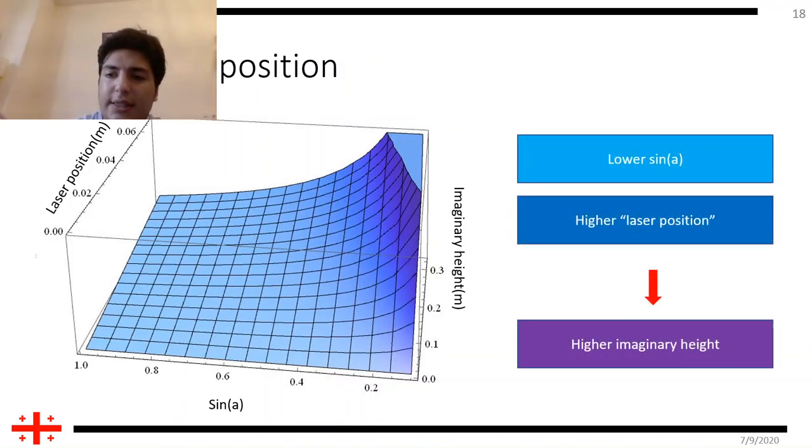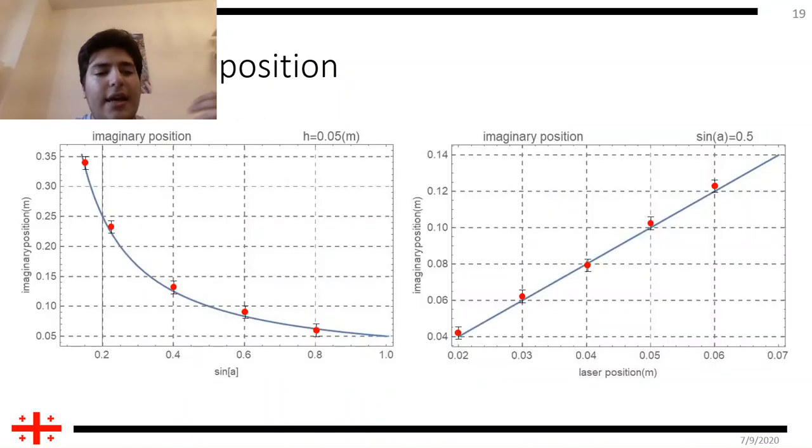And the result is that the lower the sine alpha and the higher the laser position is, the higher the imaginary position of whatever object we look at. For example, in our case, it's the laser beam. And this is just the same result, but on two-dimensional graphs in order to have a comparison between the theoretical line and experimental dots. And as we see, every experimental dot fits our theoretical line.